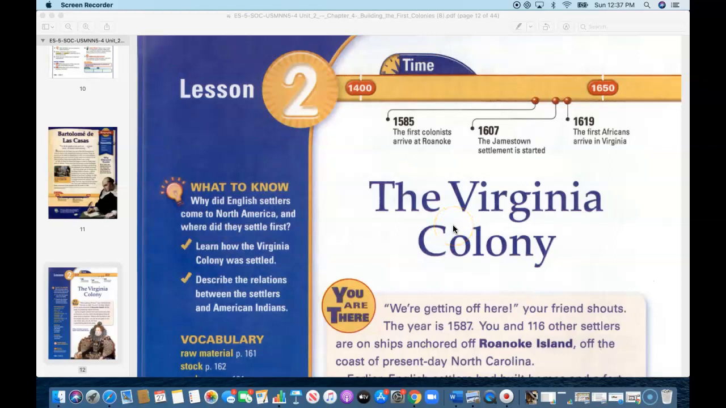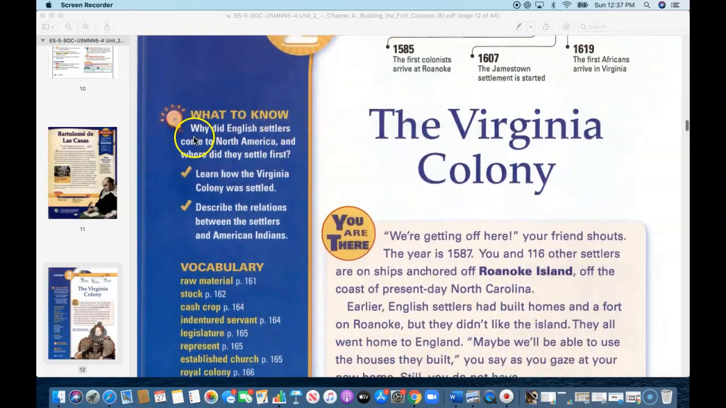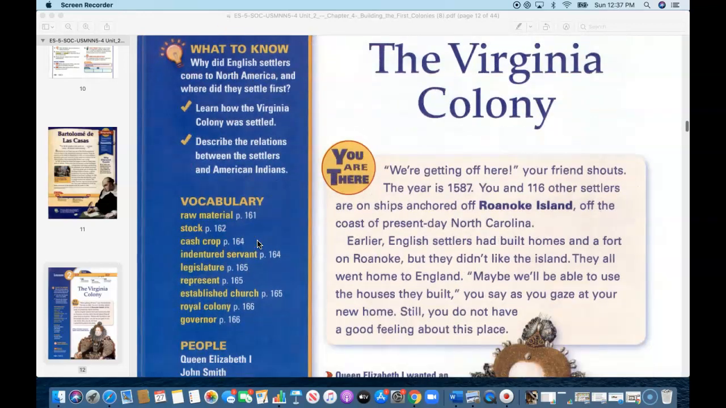Chapter 4, Lesson 2, The Virginia Colony. What to know? Why did English settlers come to North America, and where did they settle first? Learn how the Virginia colony was settled. Describe the relations between the settlers and American Indians. And these are things that you can look for and add to your notes.